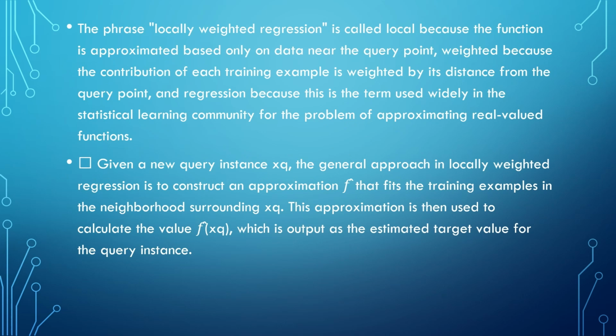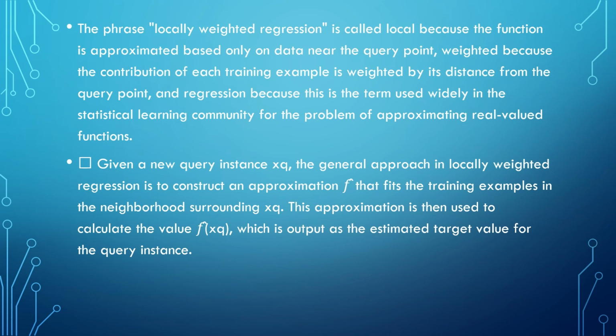Locally weighted regression is a method that combines ideas from both regression and local analysis. Unlike traditional regression techniques, which attempt to fit a single global model to the entire data set, locally weighted regression focuses on fitting the model only to a small region nearer to the query point.